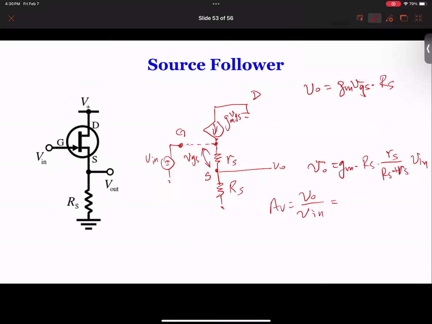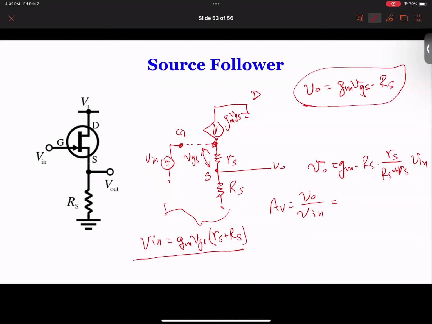So let me come back here. I apologize for the previous mistake. So V_in is from here to here, which is from here to here. As you can see, it's going to be g_m times V_GS, the voltage here, plus the voltage here. So I can write V_in as g_m times V_GS times R_S plus R_S. So that's V_in, and then this is V_O.